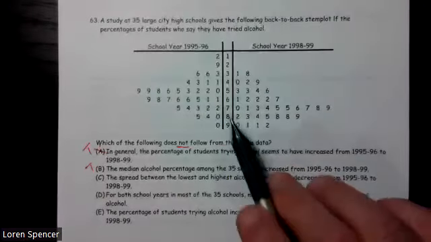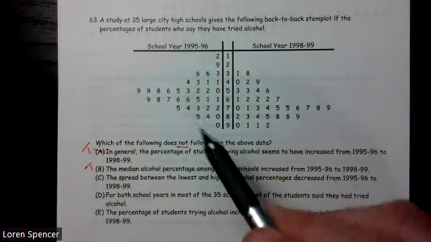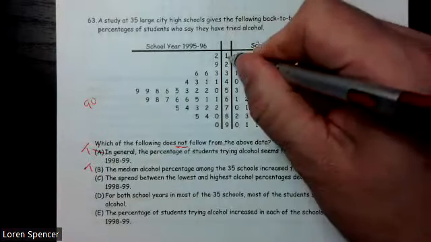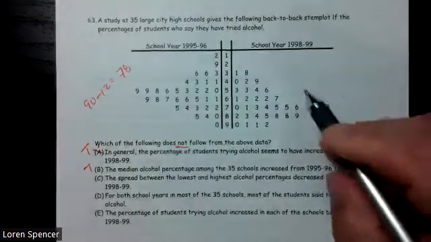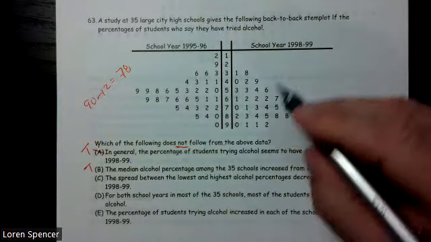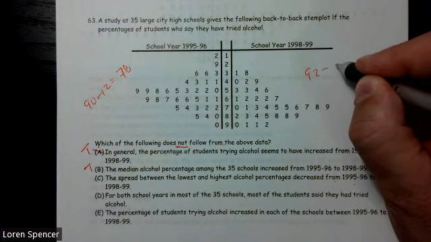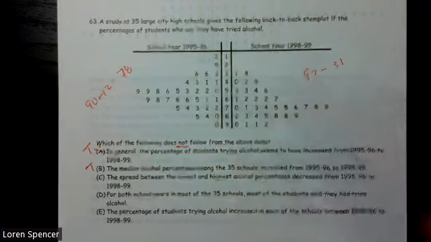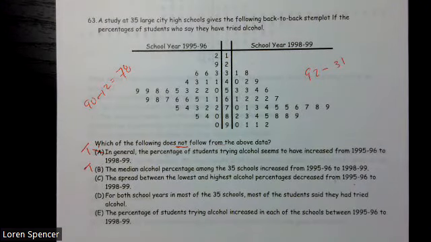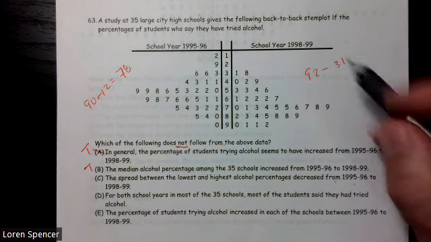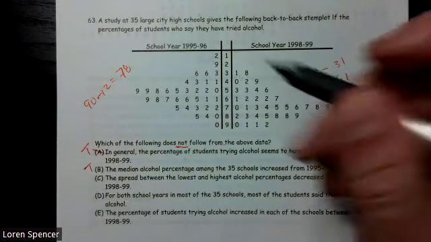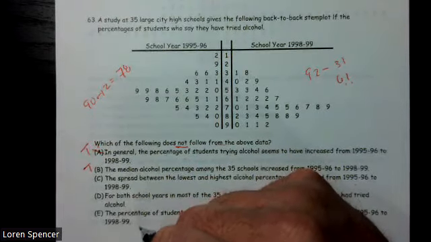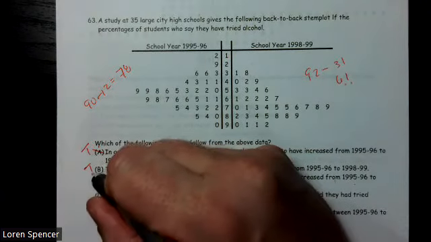The spread between the lowest and highest alcohol percentage decreased from 96 to 99. That one I have to check. Here I see 90 minus 12 is 78. Over here, I have a high of 92 minus a low of 31, and 92 minus 31 is 61. So that definitely went down. The spread appears to have changed, so that's a true statement.